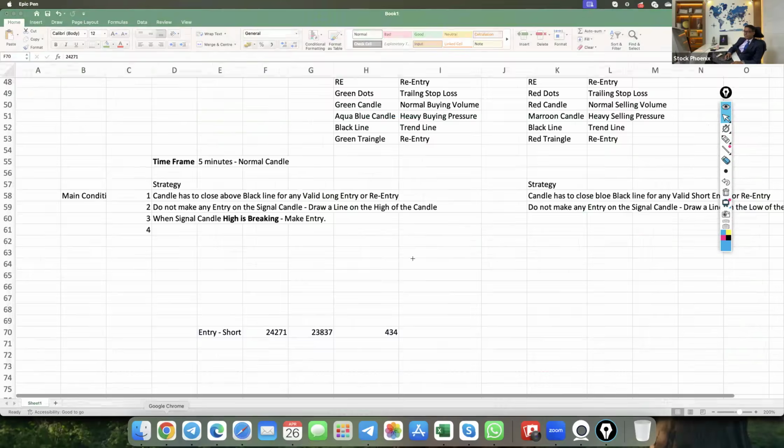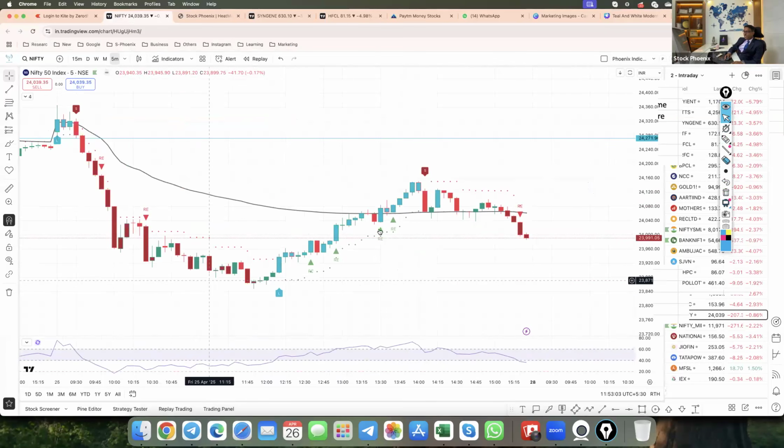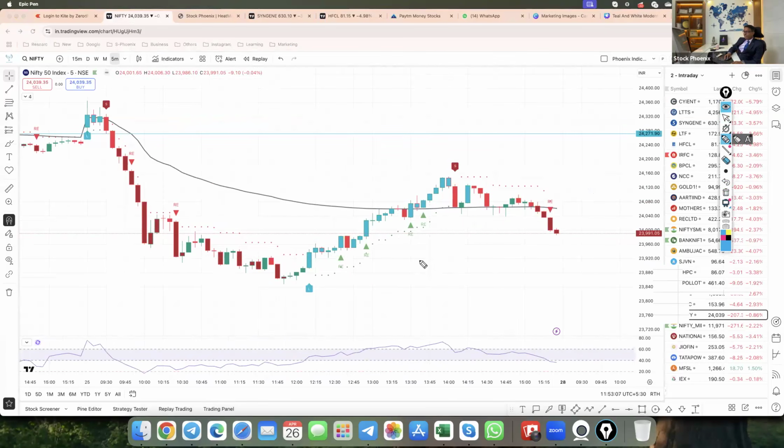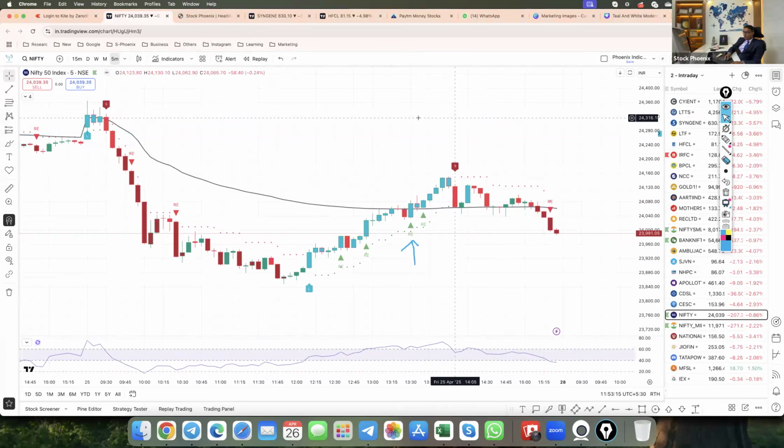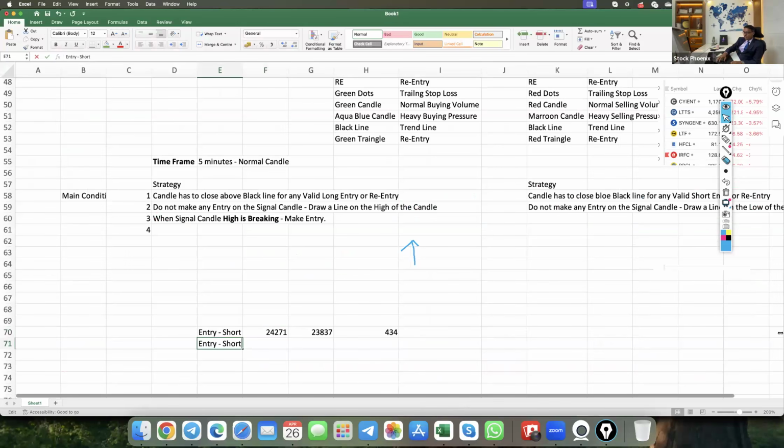Now, we got one more valid long entry here. Once we get the long entry above the black line, we have to mark the high. Has the high broken? Answer is yes. So the entry has triggered for the long position.